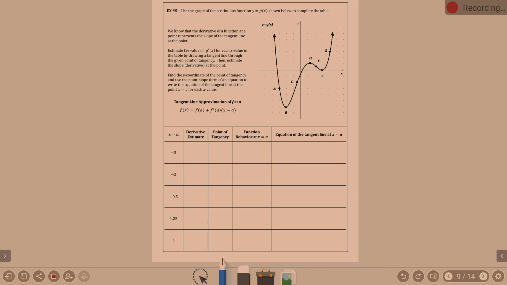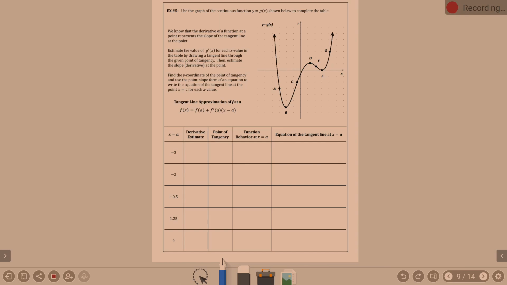Use the graph of the continuous function to complete the table. We know the derivative of a function represents the slope of the tangent line at that point. We're being asked to estimate the value of g prime of x for each x value in the table by drawing a tangent line through the given point of tangency. Then estimate the derivative, or the slope, at the point. Find the y-coordinate of the point of tangency and use the point-slope form of an equation to write the equation of the tangent line at the point x equals a for each x value.